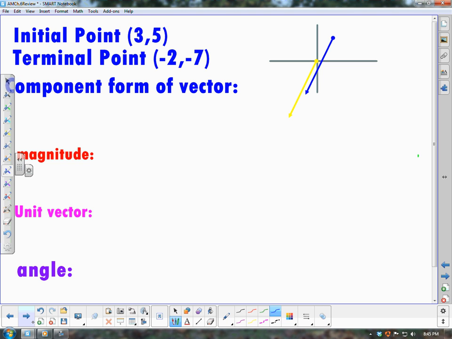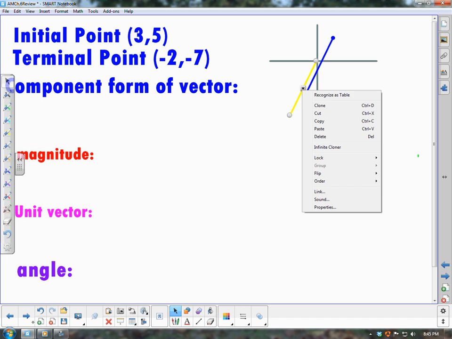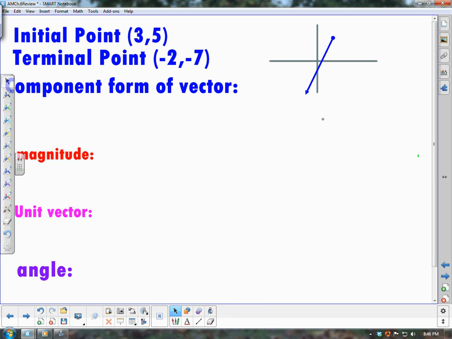Now we get into some vectors. The initial point is at 3, 5. That would be up here. The terminal point is negative 2, 7. That would be there. We are supposed to put it in component form.